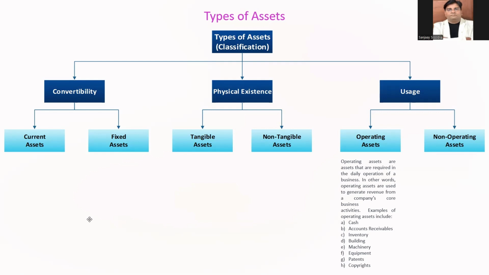For example, cash, accounts receivable, inventory, building, machinery, equipments, patents, copyrights. So, if you are running a business where you are manufacturing something, you cannot take away the machinery even for a single day, or you cannot take away the building in which you are making the material. So these are the things which are required on a daily basis. Such assets are termed as operating assets.